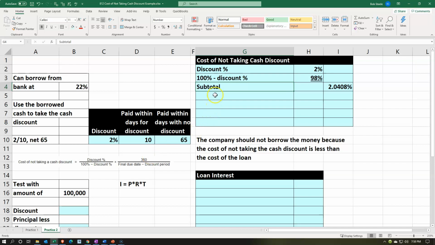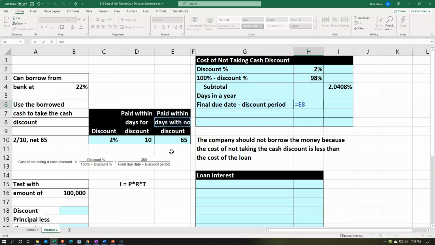360 is the number of days in a year. This didn't get aligned. This was supposed to do that. So the days in a year, I'm going to round to 12 months times 30, or 360. And then we have the final due date minus the discount period. The final due date, if we don't take the discount, being 65 days. If we do take the discount, being 10 days. So this is going to be equal to the 65-day end time period minus the 10 days. So that's a difference of 55 days. So 55 days is the difference we're talking about. Home tab, font group, and underline.